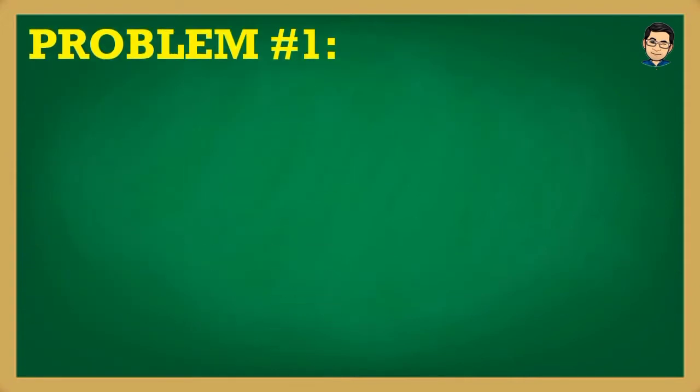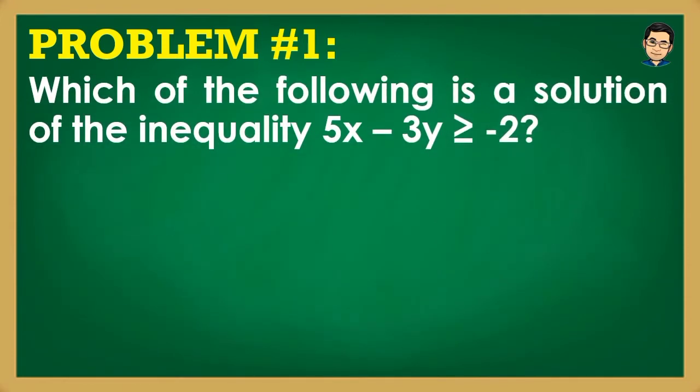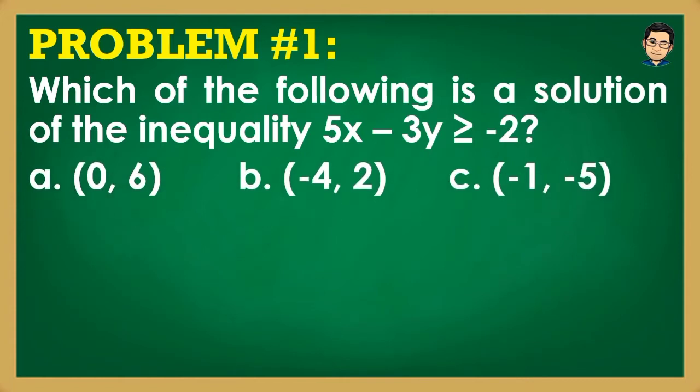So, let's start with problem number 1. Which of the following is a solution of the inequality 5x minus 3y is greater than or equal to negative 2? We have there the choices, 3 sets of ordered pairs. What it is asking is, which of these three given points is a solution of the given inequality. For us to answer this question, we need to substitute the given ordered pairs into the inequality. So, let's start with letter A.